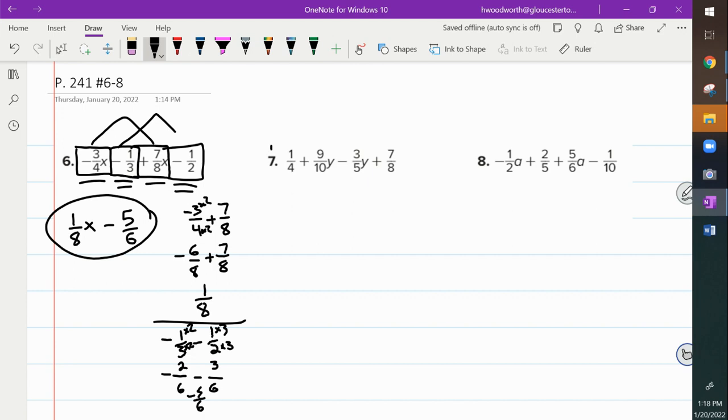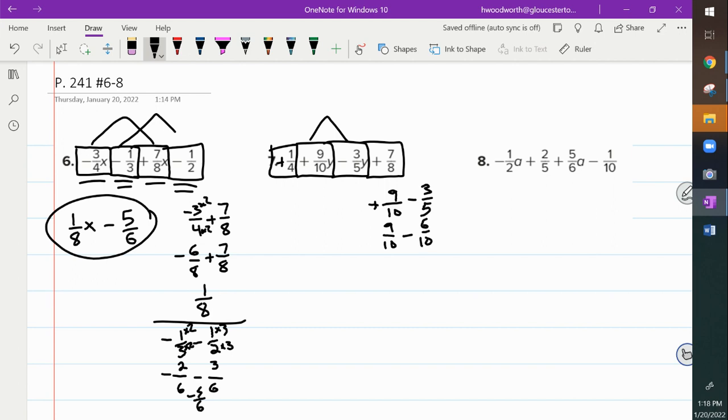Next one, box out my like terms. There's no sign in this first term. I like to put it. Then I'm going to do my variable terms first. So I have the 9/10 and the minus 3/5. Common denominator, times 2 times 2. And then I have 9/10 minus 6/10, which is 3/10. So I have 3/10 y.